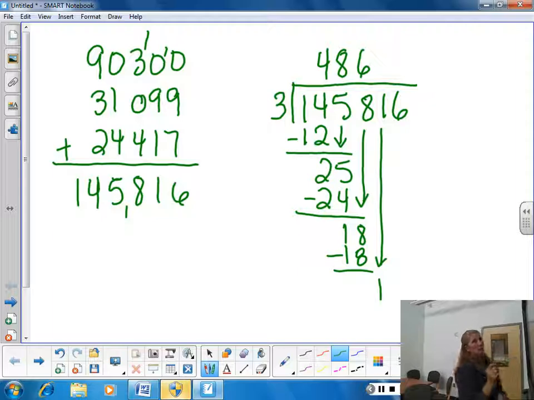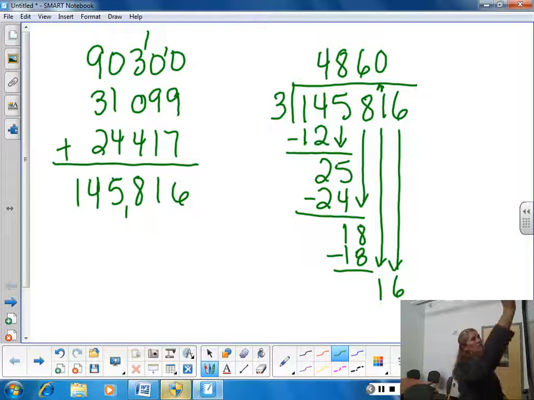3 doesn't go into 1, but because you brought something down, you have to put something up. It goes in there 0 times. Then bring down your 6. 3 goes into 16 5 times. 5 times 3 is 15, and so we get a remainder of 1/3.